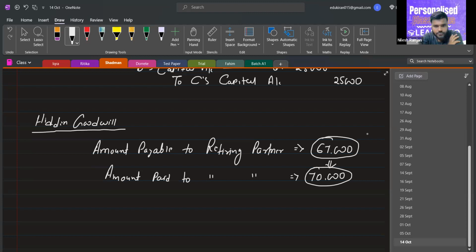Because compensation was added. He has worked in the firm for a very long time and we want to give him something extra. There is no information about goodwill. That's why we assumed that in 67,000, there is no goodwill included. So goodwill and compensation both are one only. Yes. So we have given 3,000 extra for goodwill, for compensation purposes. So this is called hidden goodwill.